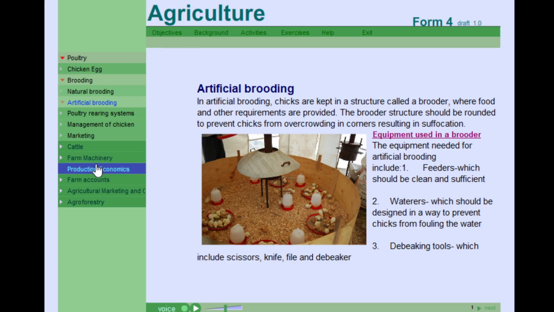The equipment needed for artificial brooding include feeders, which should be clean and sufficient, waterers, which should be designed in a way to prevent chicks from fouling the water, debeaking tools, which include scissors, knife, file, and debeaker.